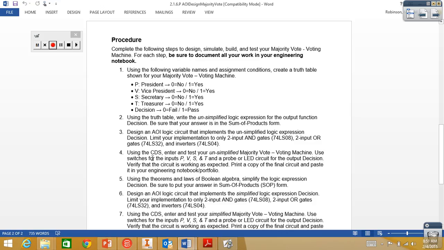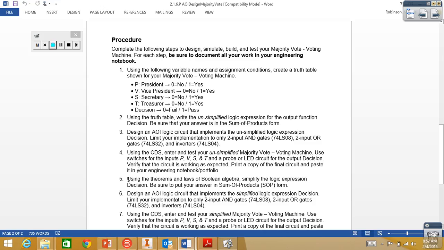When you get to Multisim, you're going to test your unsimplified majority vote circuit for your voting machine. You're going to use switch inputs for P for president, V for vice president, S for secretary, T for treasurer, and a probe or LED for the output decision to light up. You're going to verify that your circuit is working as you expect it to. You're going to print a copy of your final circuit and paste it in your engineering notebook.